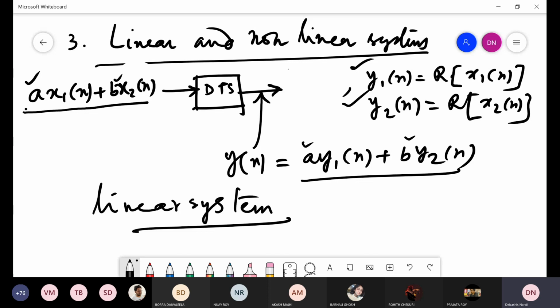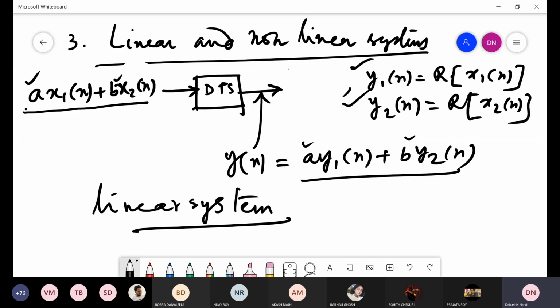Could you repeat the definition of a linear system once more, sir? The definition is simple: the system which follows the linearity and superposition principle is called a linear system. That is the definition.